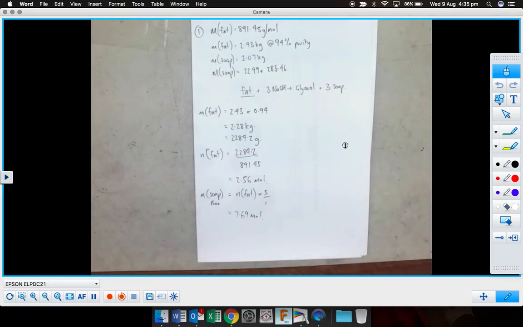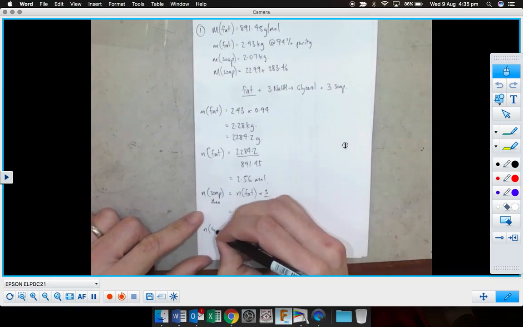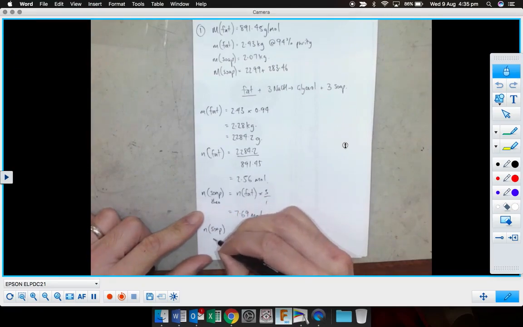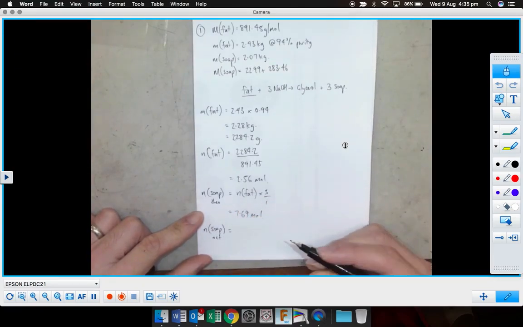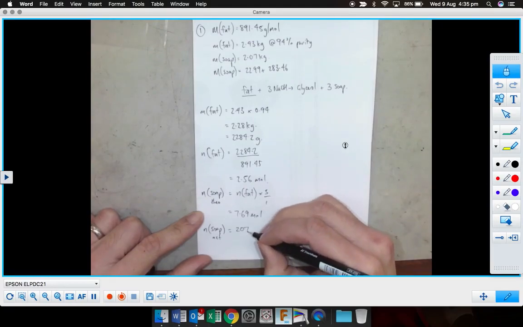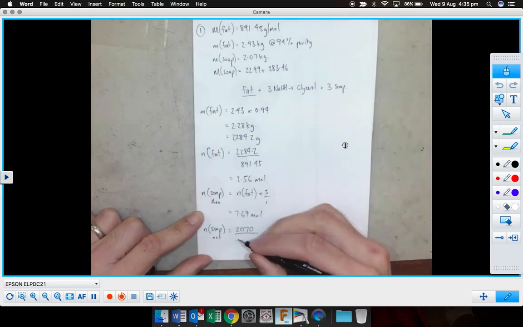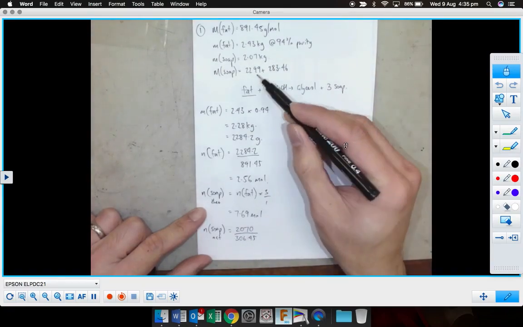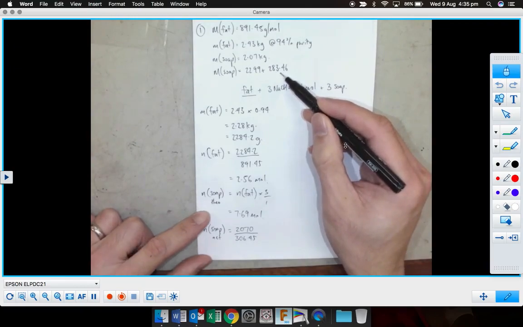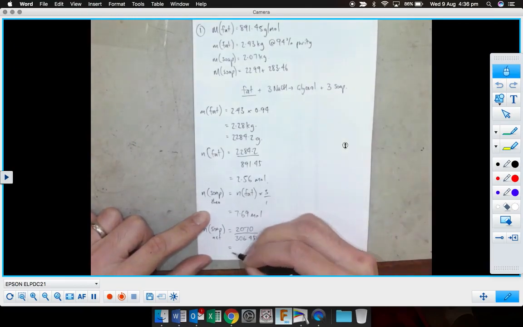Right? So that's how many moles we're supposed to theoretically be able to produce. Now we have to work out how many moles of soap we actually produced. So the number of moles of soap actual will be equal to the 2,070 grams of soap that we actually produced divided by the molar mass of the soap, which happens to be 306.45, okay? Because remember, this is the sodium plus the soap particle.